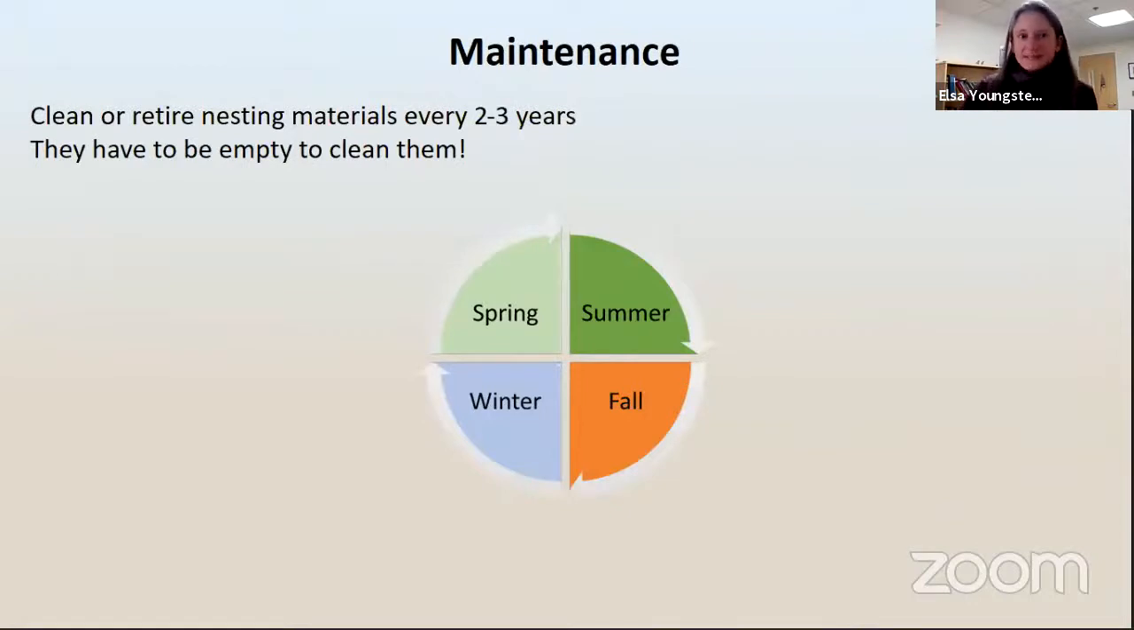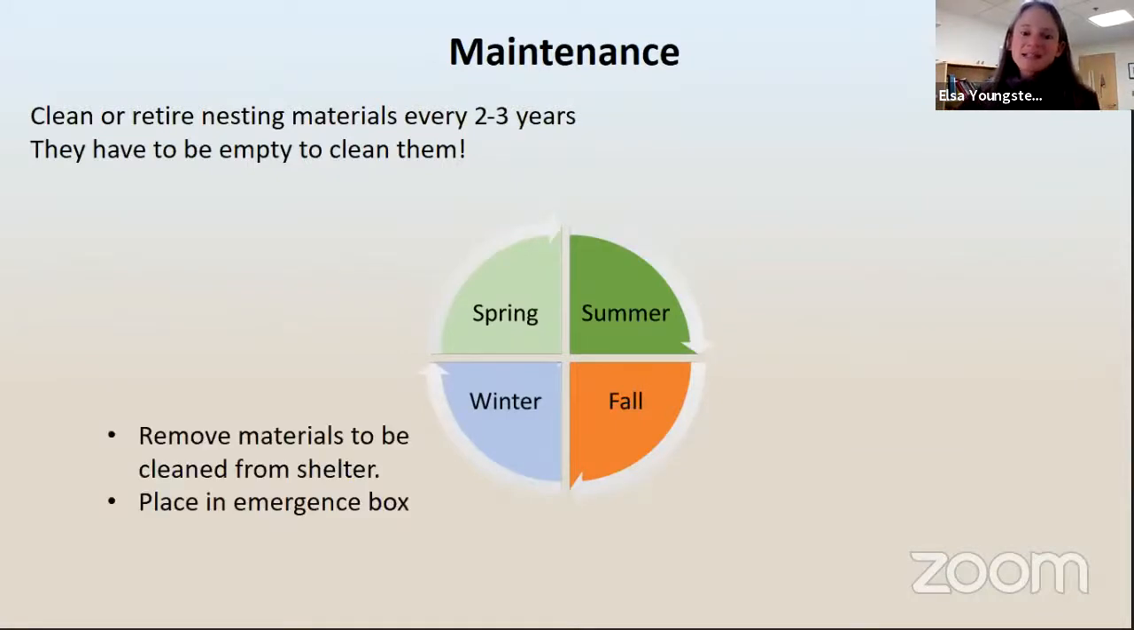So, speaking of maintenance, I mentioned that you need to clean or retire your nesting materials every 2 or 3 years, but they have to be empty before you clean them. And there are always bees or wasps inside. So how do you actually go about this? There is a trick. In the winter, if your materials have been in use for 2 or 3 years, it's time to retire them or clean them.